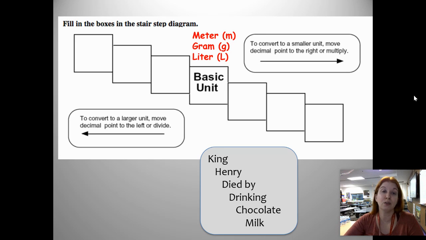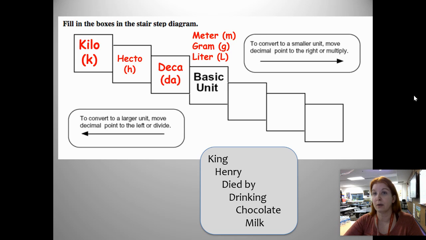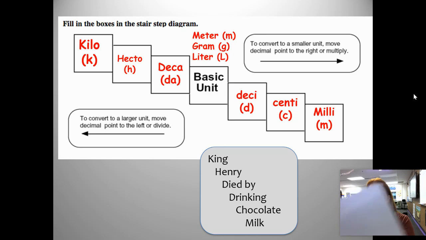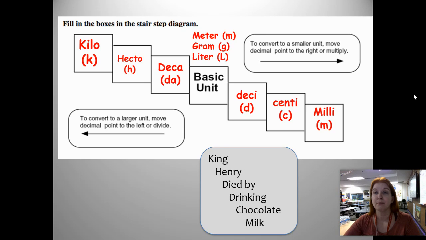So the basic units we will be using this year are the meter, the gram, and the liter. And then you can get larger, kilo, hecto, and deca, or smaller, deci, centi, or milli. So you've got options for these things. If you are going smaller, I'm just moving the decimal point to the right or multiplying. If you are going larger, you're going to move the decimal point to the left or divide. Fairly standard, and it's all units of 10, so you just move the decimal point.